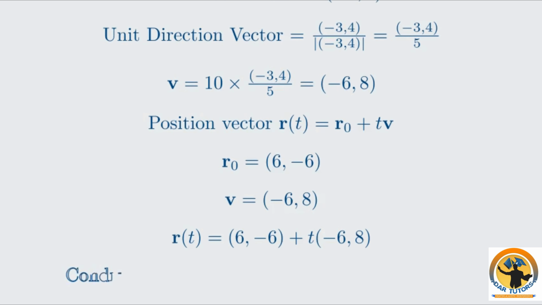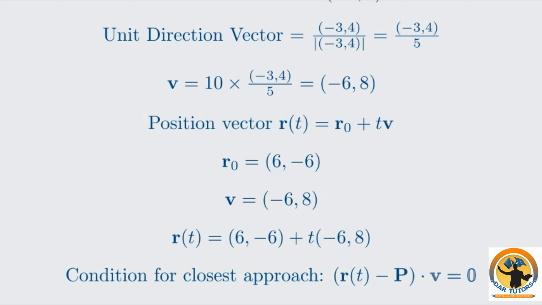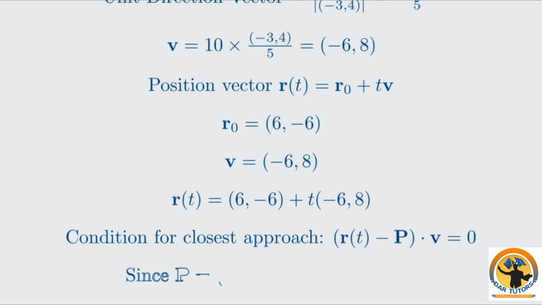We use our perpendicularity condition: the dot product of the vector from the boat to the liner, r(t) minus p, and the velocity vector v must be 0. Since p is the origin, this simplifies to r(t) dot v equals 0. Let's solve this equation for t.